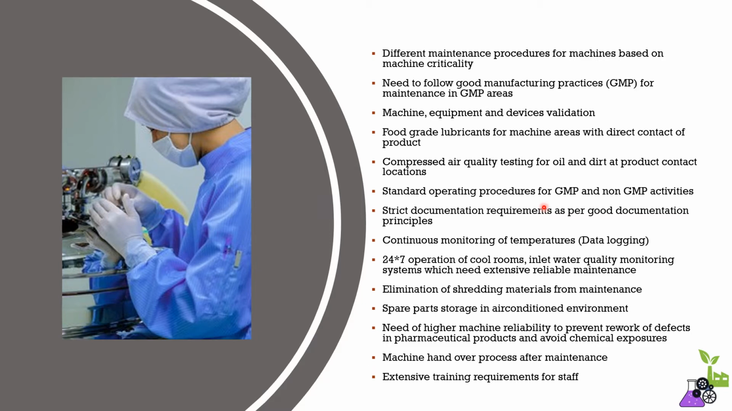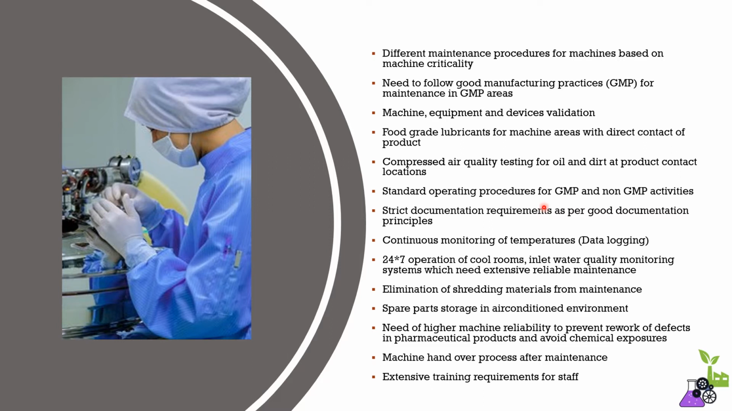Okay, next one, validation. There are machine, equipment, and device validations. This validation is another control to ensure the product is safe and the process is smooth. During the validation, all the maintenance history of a particular equipment is checked and verified.